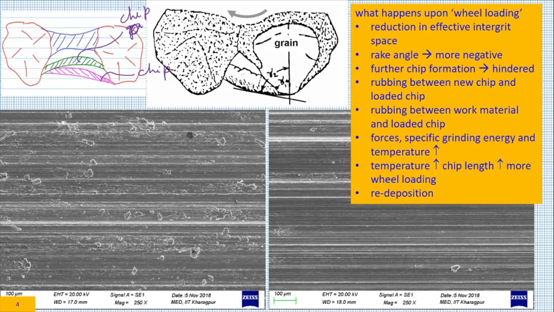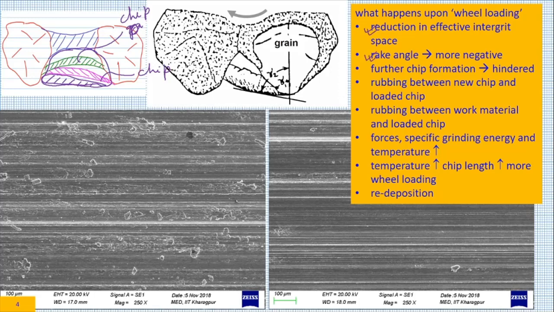First problem is reduction in effective intergrid space. Initially you had so much of intergrid space. Now you have only this much of intergrid space. So as wheel loading takes place, intergrid space reduces. That means when the next chip forms, it doesn't have space to flow. Rake angle becomes more negative.